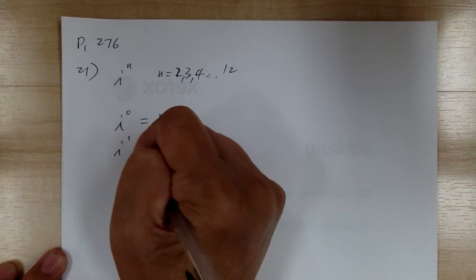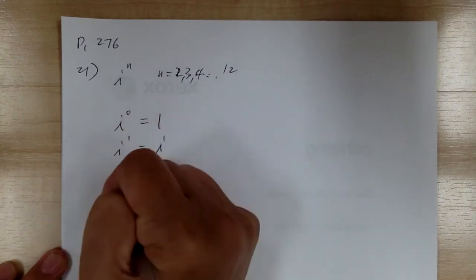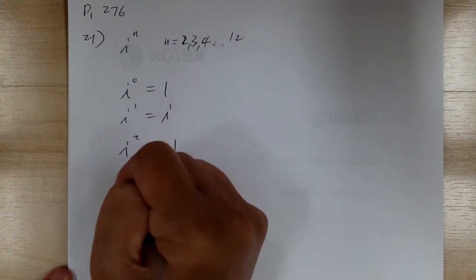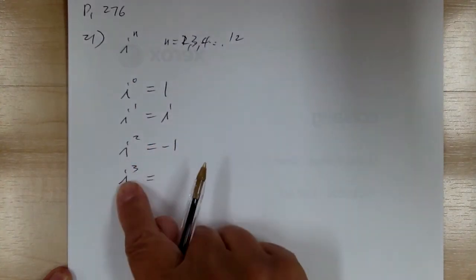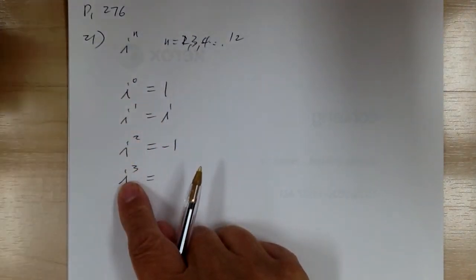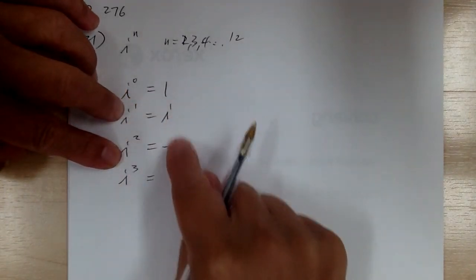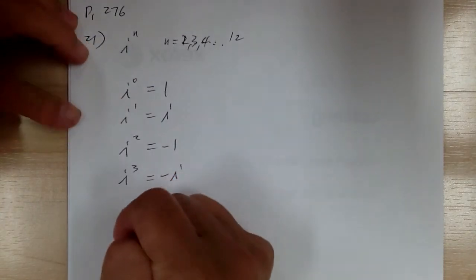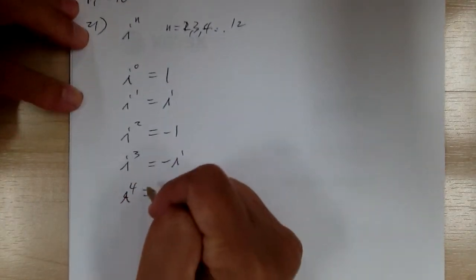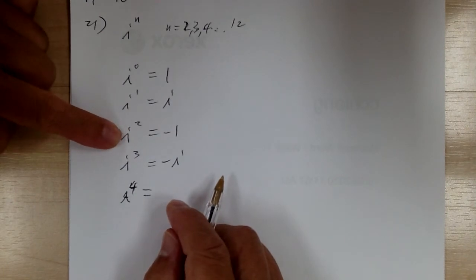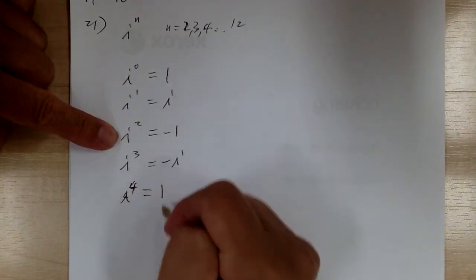i to the 1 is i. i squared is negative 1. i to the 3, you can just multiply these two together. So i to the 3 is i to the 1 times i squared, which gives you negative i. Now i to the 4 is this times itself, so negative 1 times negative 1 gives you 1.